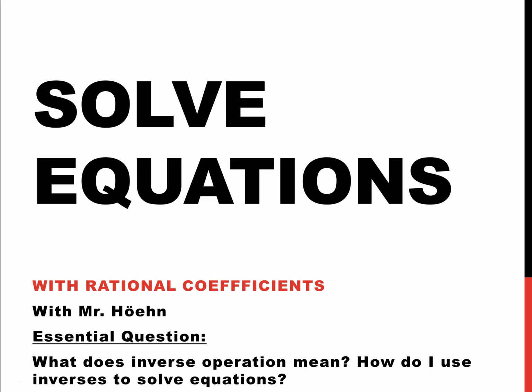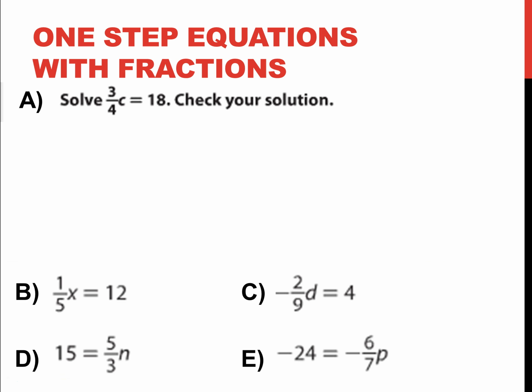All right, and here we're going to take step by step how to solve equations. Now we're going to go one step, two step, multi-step, variables on both sides. We're going to take it one small step at a time. And first, how to solve one-step equations with rational coefficients. And that's with me, Mr. HÖEHN. Your essential question for the first section of this lesson is, what does inverse operation mean? And how do I use inverses to solve equations? All right, let's dive right in. One step at a time.